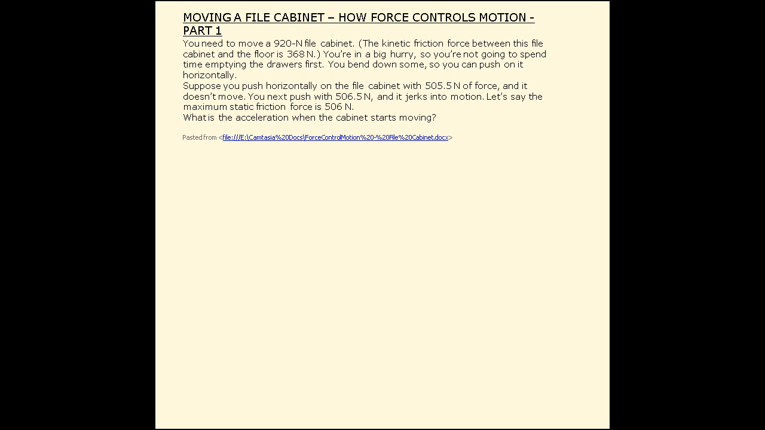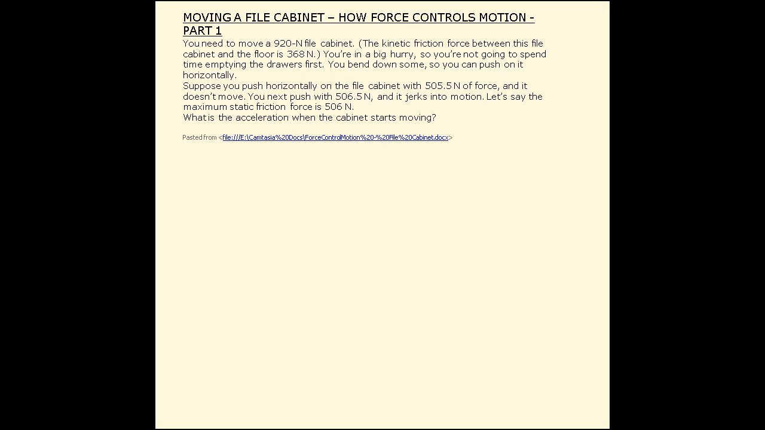Let's read through the problem first. You need to move a 920 Newton file cabinet. The kinetic friction force between this file cabinet and the floor is 368 newtons. You're in a big hurry, so you're not going to spend time emptying the drawers first. You bend down some so you can push on the cabinet horizontally.